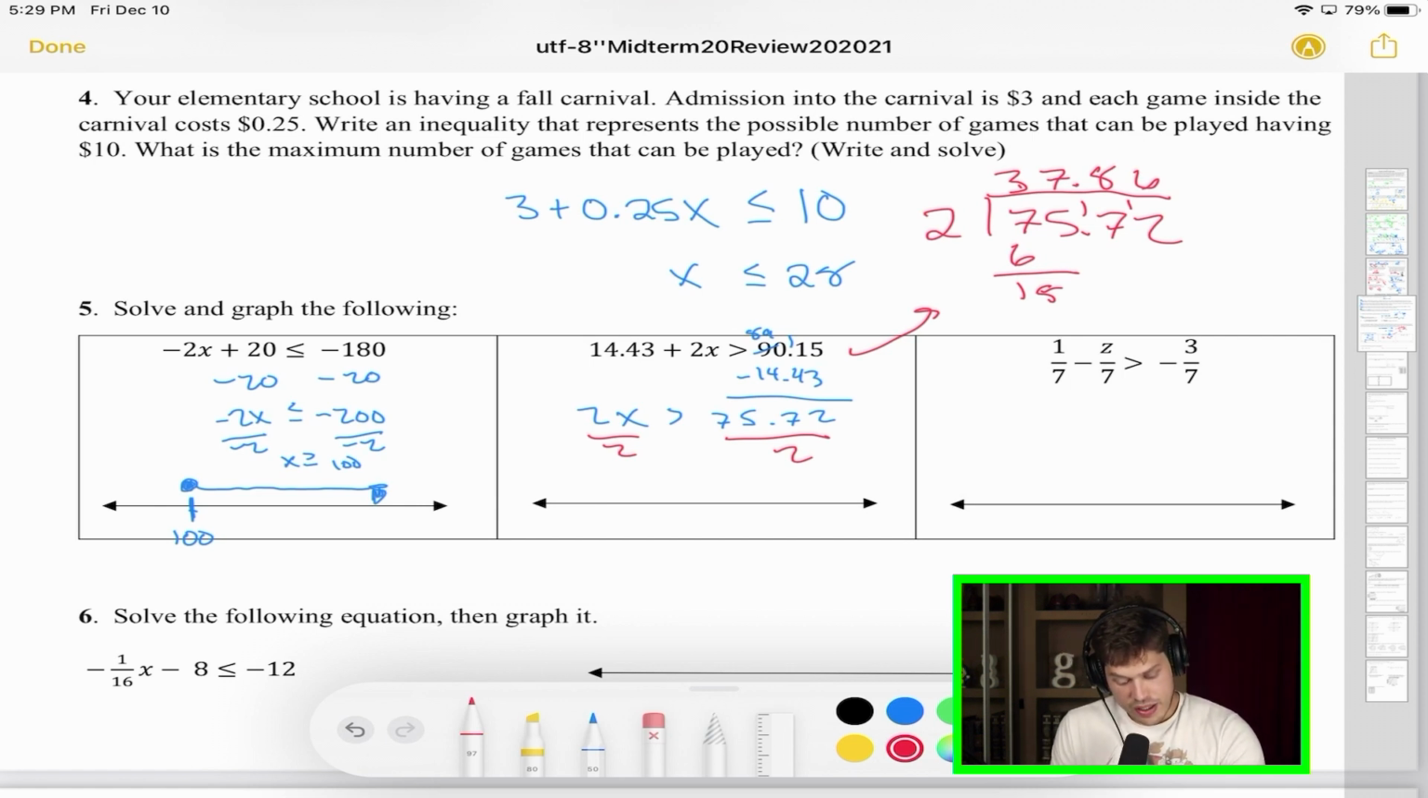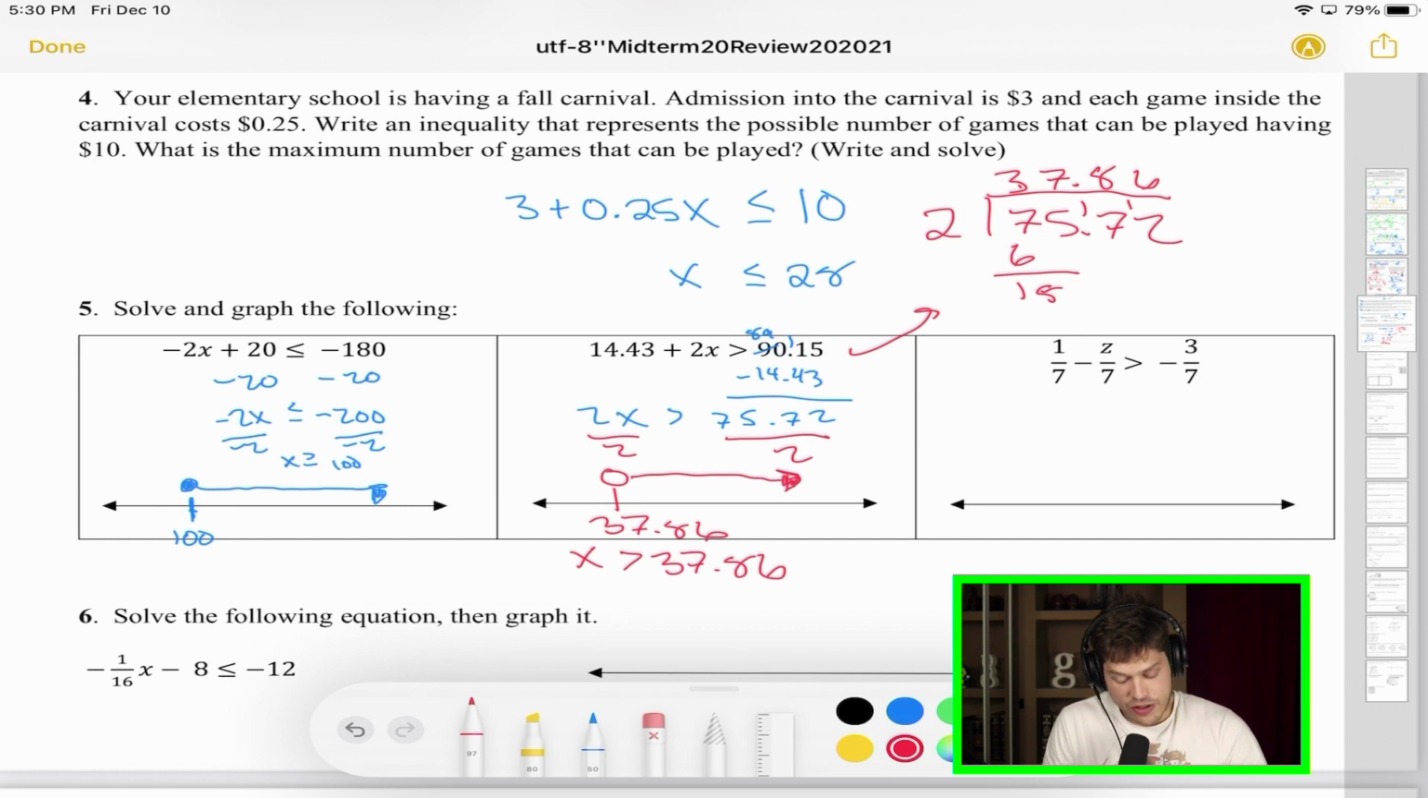Okay, so we found that x is greater than 37.86. So we just make a marking, 37.86. This is greater than. It's not greater than or equal to. It's just greater than. So that means we have an open circle, and it's greater than, so we're going to the positive direction with our arrow.